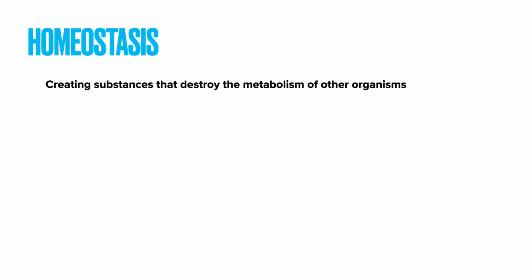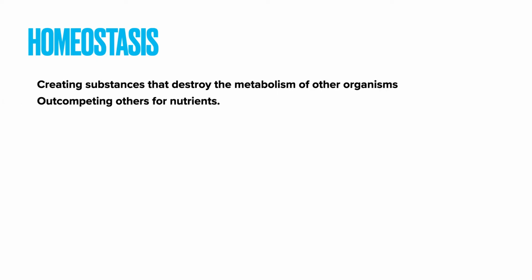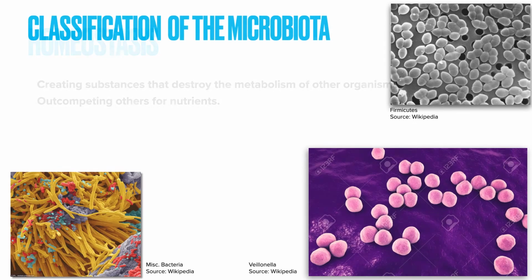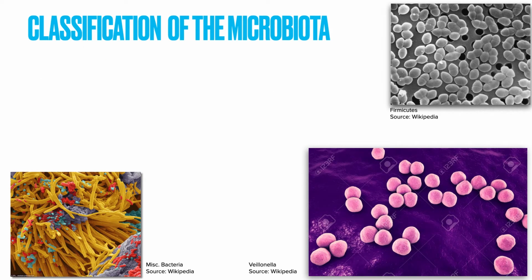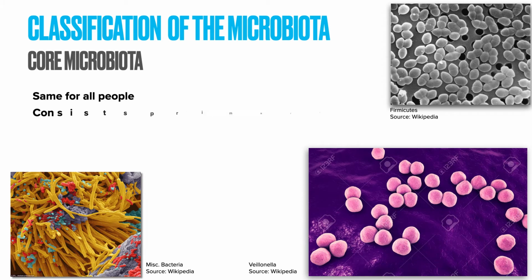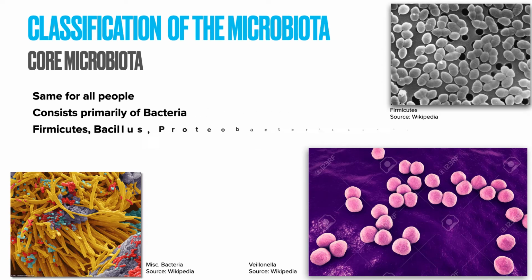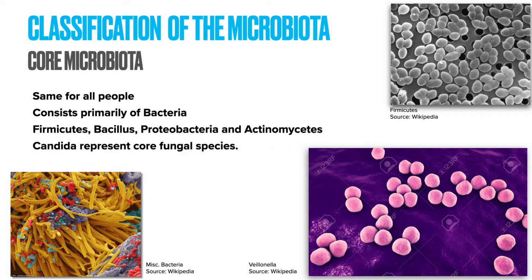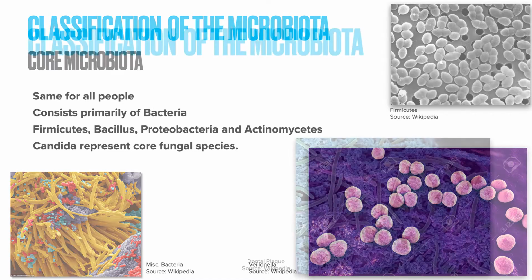They do this directly by creating substances that can destroy or impair the metabolic process of other organisms, or passively by outcompeting others for nutrients and thus preventing their growth. The oral microbiota can be classified as either core or variable. Core microbiota is the same for all individuals and consists primarily of bacteria like firmicutes, bacillus, proteobacteria, and actinomyces, with Candida representing the core fungal species.